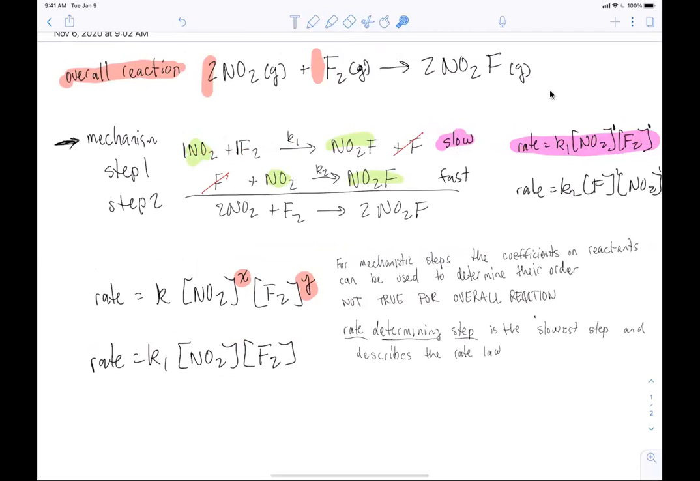So no matter how many steps you had, if this was a 20-step mechanism, let's say there wasn't just step 2, there was step 3, step 4, step 5, step 6, all of that. Once you recognize which one is the slowest, assuming there's nothing else weird going on, you can write out a rate expression for that, and that will allow you to get the rate law for the overall reaction.